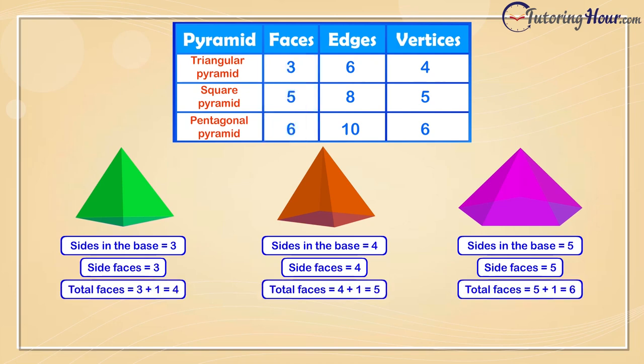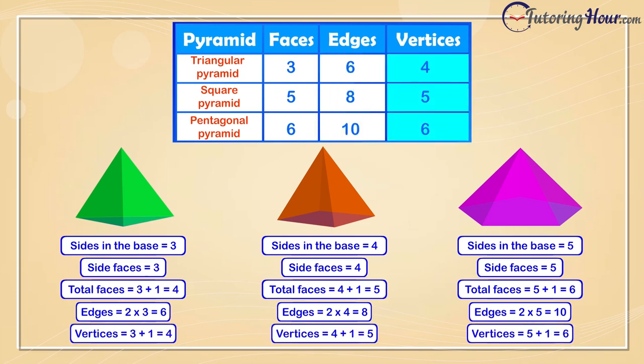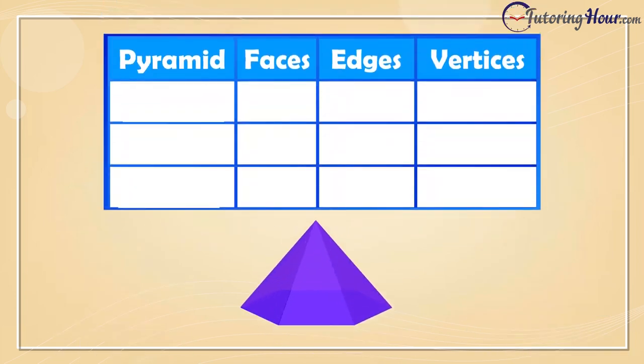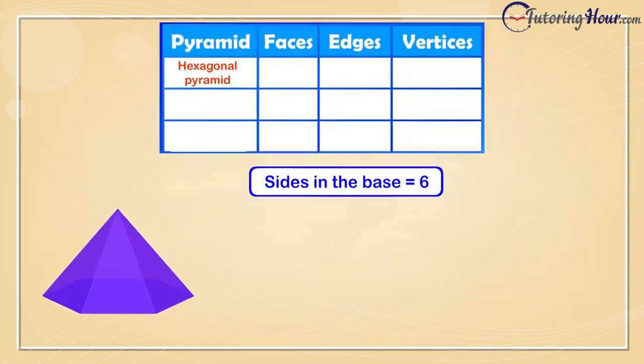The total number of faces is the number of sides in the base plus 1. The number of edges is twice the number of sides in the base. The number of vertices is the number of sides in the base plus 1. Let's use this little trick and quickly fill up the faces, edges, and vertices of the hexagonal pyramid. The base of a hexagonal pyramid is obviously a hexagon.